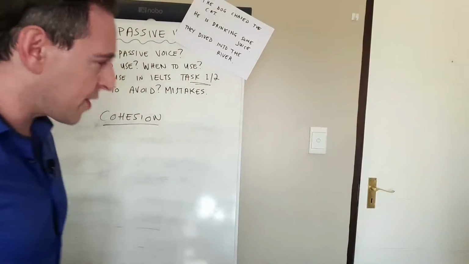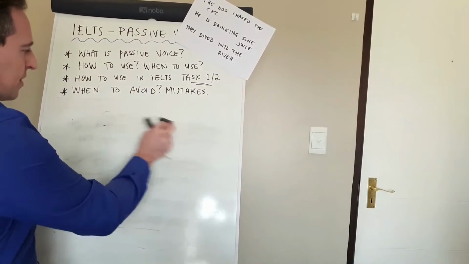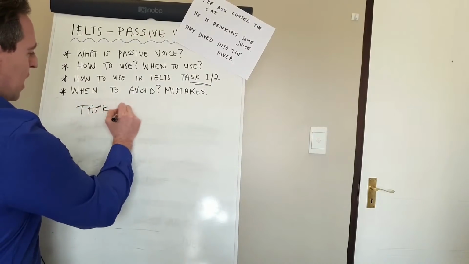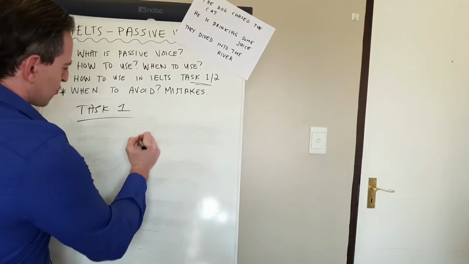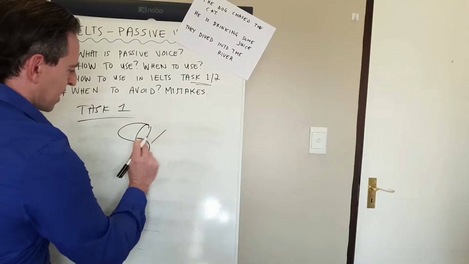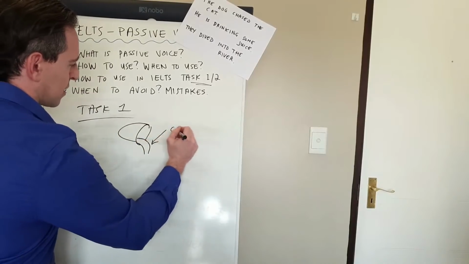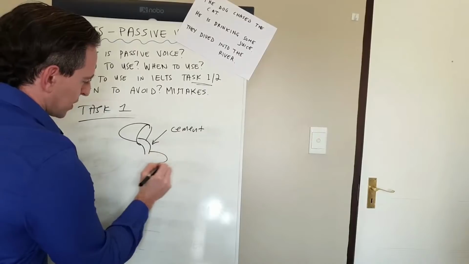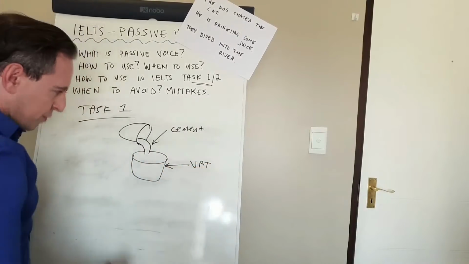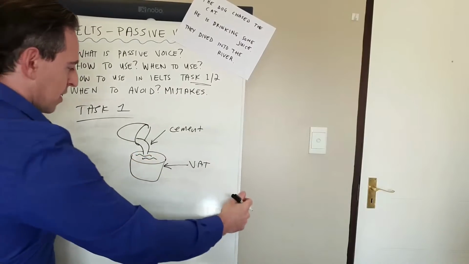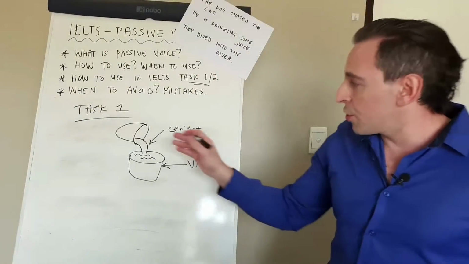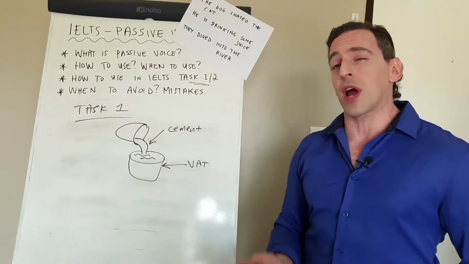So I'm going to draw a very basic diagram here, which could be from any task 1 academic IELTS. I'm just going to draw a diagram of cement. And we're going to say that this is a vat. Obviously, your diagram would be much bigger. But this is a typical part of a diagram you could get. They show you part of it, and now they ask you to describe it.